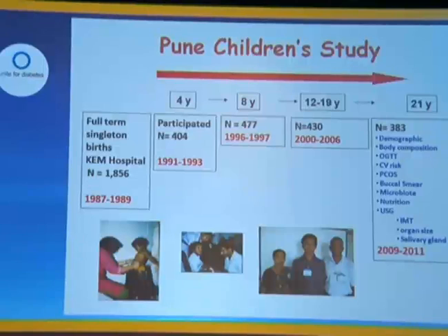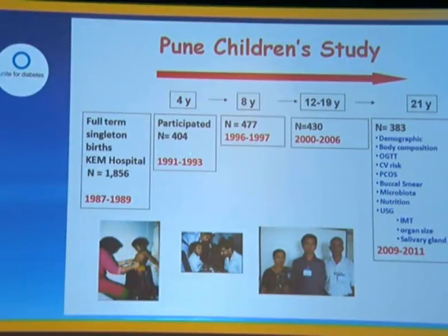The first study we set up in Pune is called the Pune Children's Study. This was full-term singleton babies born in KEM hospital. We went to the hospital records and there were 1,856 born between 87 and 89. We wrote to all of them. For every 5 letters we wrote, we got 1 response. And then we offered to study the children at 4 years of age. So finally, we ended up studying 404.